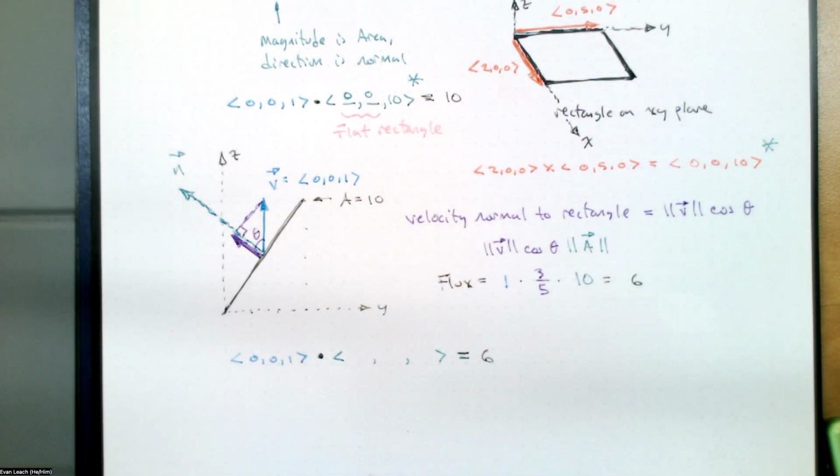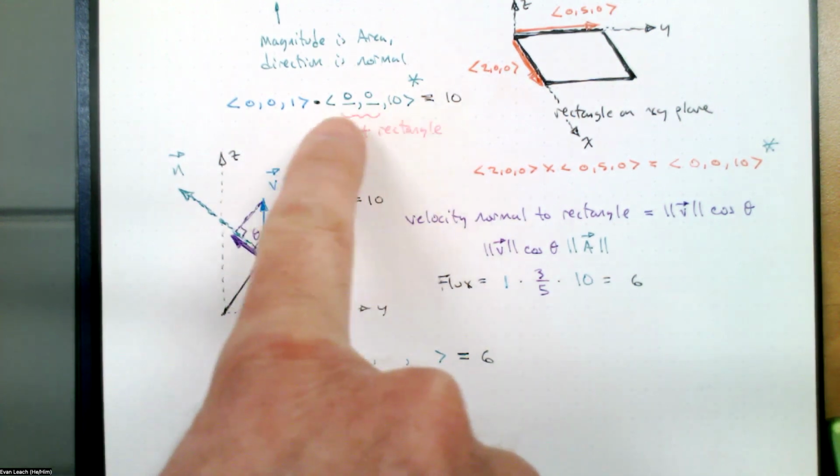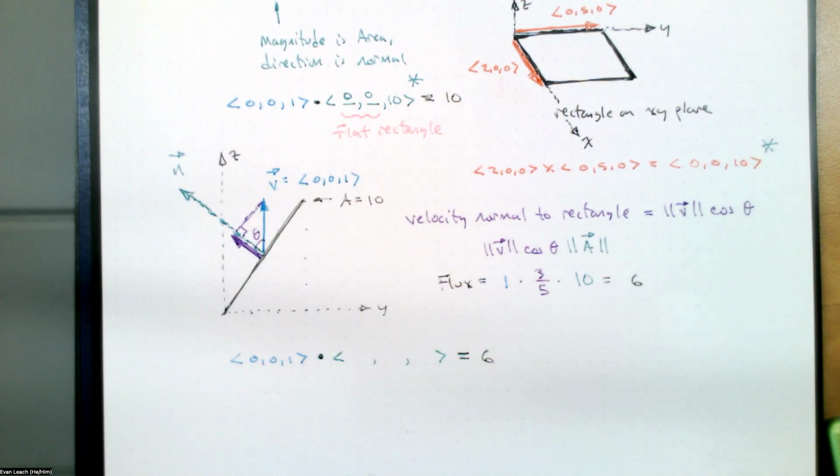We also have to have a vector that is normal to the rectangle with a magnitude of 10. Because that's what we had here, a vector normal to the rectangle with a magnitude of 10. So this vector has to be normal to the rectangle with a magnitude of 10.